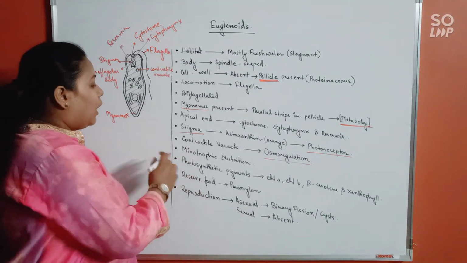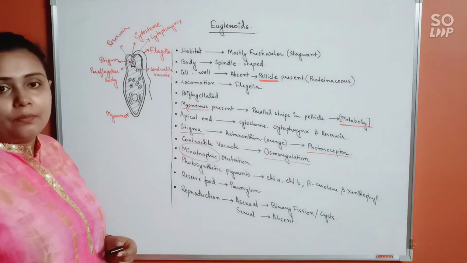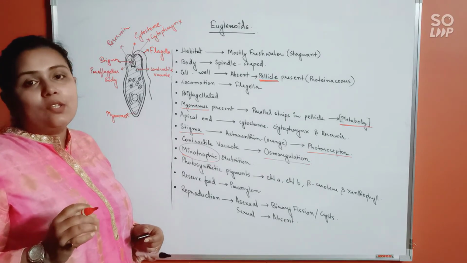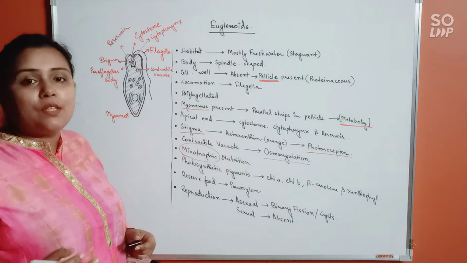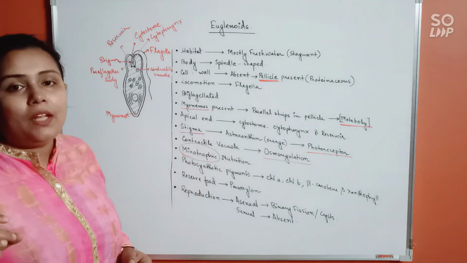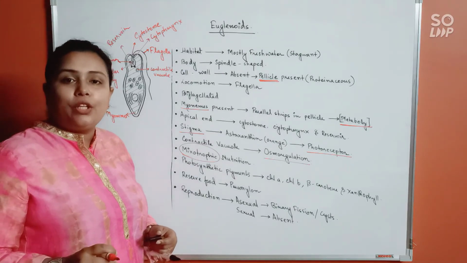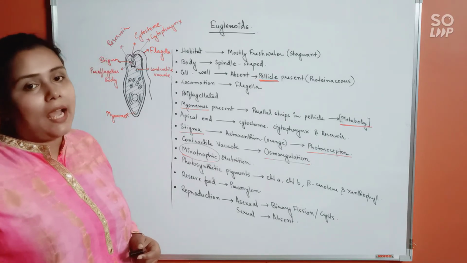Fine. Now, the mode of nutrition in euglena is the most important and it's the most unique as well. Euglena is autotrophic in the presence of light, whereas heterotrophic in the absence of light. This kind of nutrition is called mixotrophic nutrition, which is a very unique feature of euglena, due to which it is known as a connecting link between plants and animals.